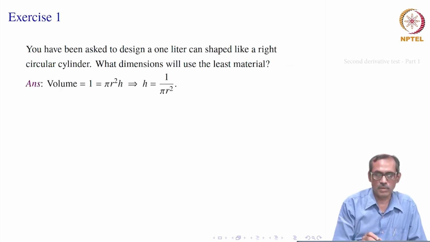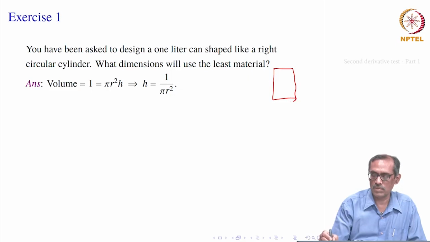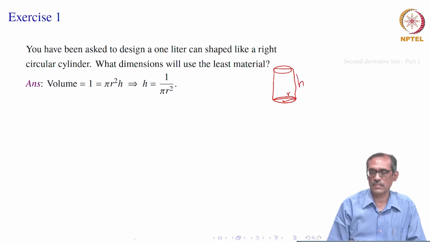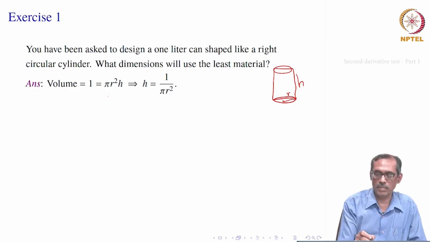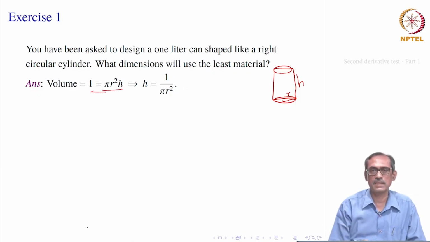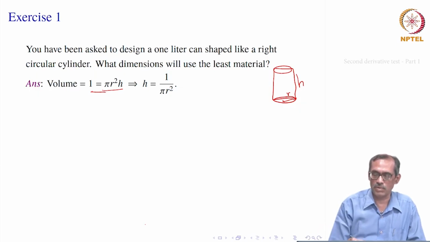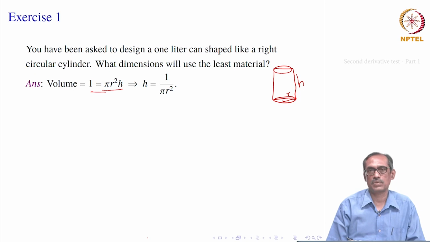Okay. So, suppose the cylinder has, as usual, we keep the usual notation, this circular base radius r and the height of the cylinder as h. So, the volume will be pi r square h, which is kept as 1 liter, that is given. So, from this we directly get that h must be equal to 1 divided by pi r square.